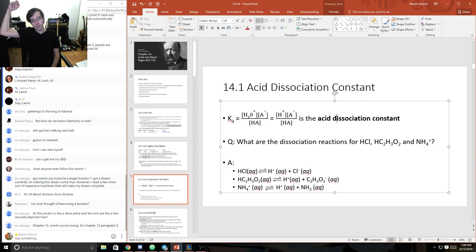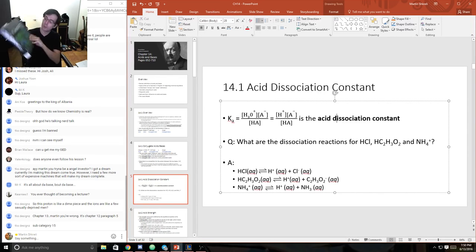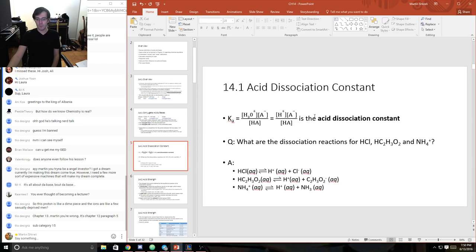That's the dissociation constant. So what are the dissociation reactions for these? We have hydrochloric acid, acetic acid, and ammonium. I'm reading from the 9th edition of Zumdahl, if there's any confusion. Okay, so here we have hydrochloric acid dissociating into the proton and chloride, and then same thing for the following two. So we understand what the dissociation reactions look like. It's pretty simple. So how do we use that?